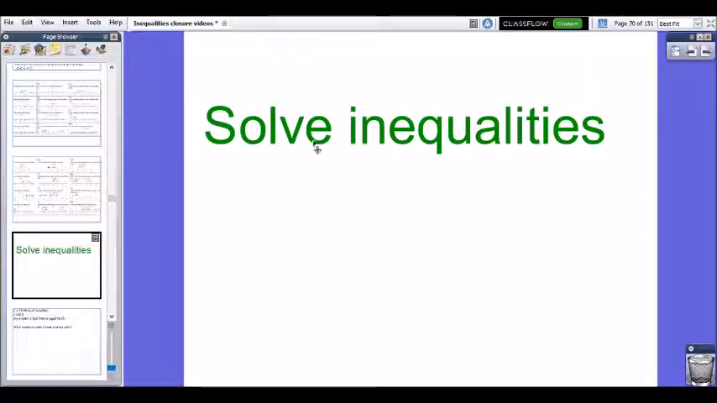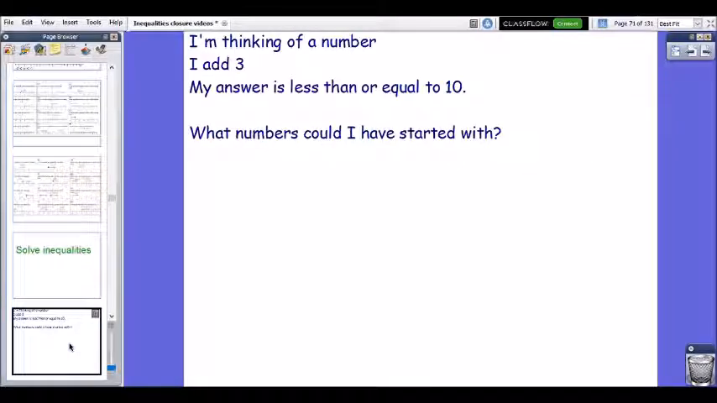In this lesson we're going to be solving inequalities. Let me show you what that means. Okay, let's say I'm thinking of a number, I add 3 to it and my answer is less than or equal to 10. My question for you is, which numbers could I have started with? So please pause the video and see if you can answer my question.